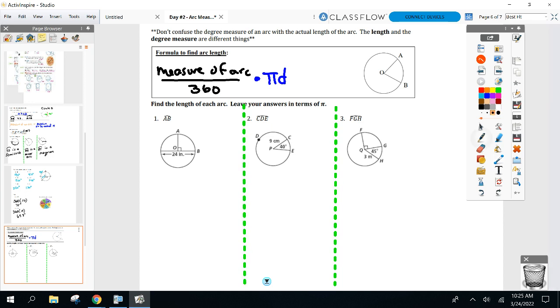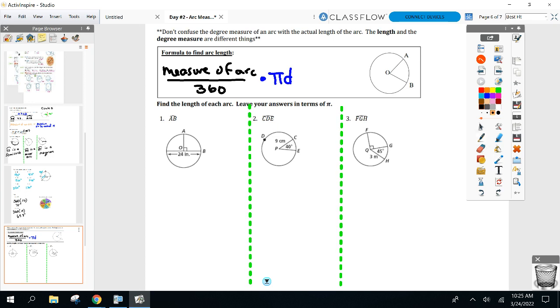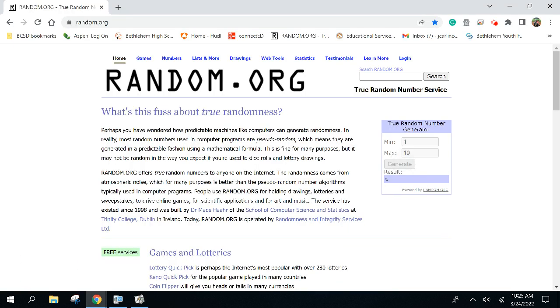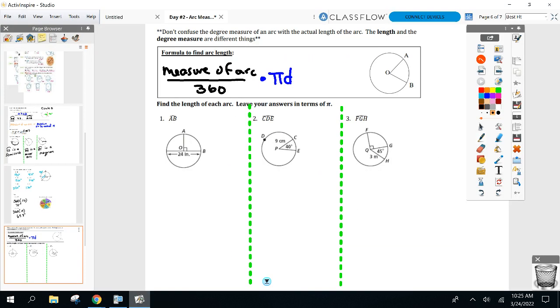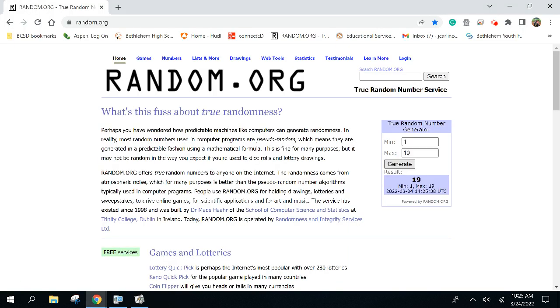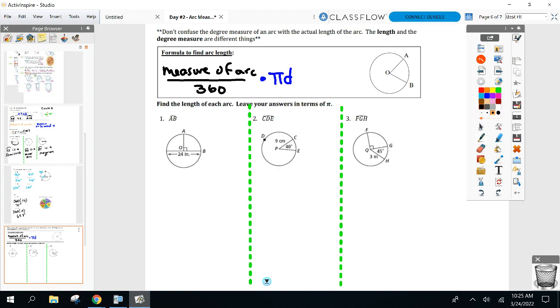All right, ready? Leave your answer in terms of pi. So what am I going to see in my answer? A pi. Meaning, don't touch that button on your calculator. Slip it into the answer. Multiply everything else. Ready? Arc AB.